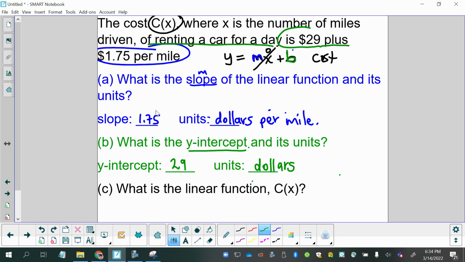Then finally, we can combine those two parts to complete our final answer. What is the linear function? So the answer should be c of x, the cost of renting a car for a day, is $29 times the number of miles driven. Oh, I had that wrong. Excuse me. Just kidding. It should be $1.75 per mile times x plus the $29 starting fee.